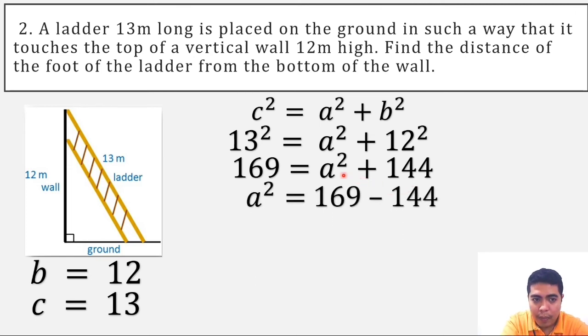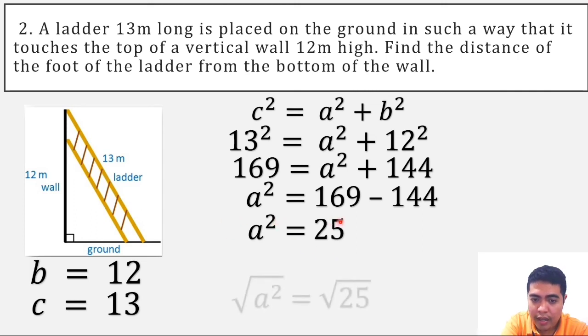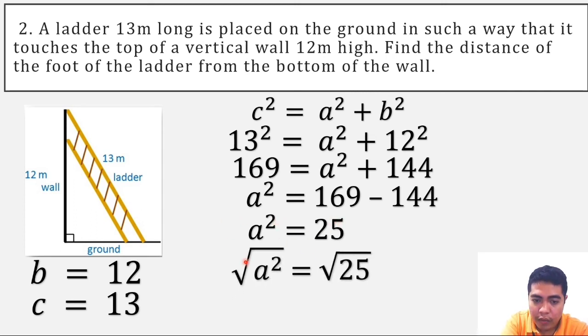So, transposing 144 to the other side, we will have a squared is equal to 169 minus 144. We have a squared is equal to 25. So take the square root of both sides. The square root of a squared is equal to the square root of 25. So the answer is 5. So the distance on the ground from the ladder to the wall is 5.